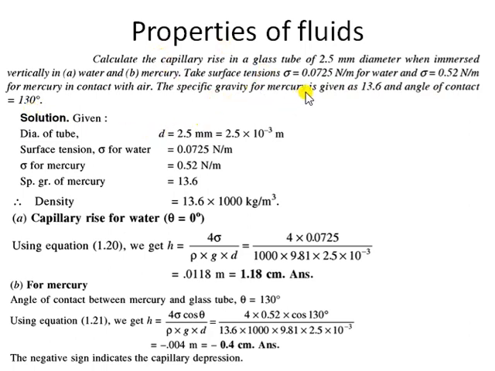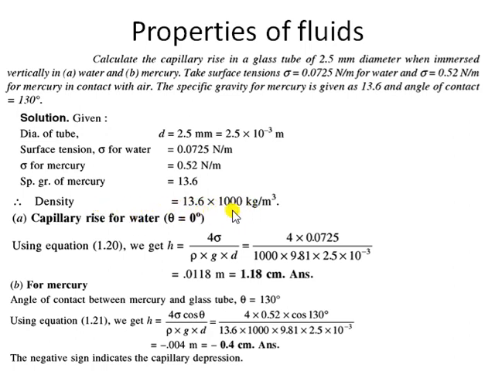Now, once you read the question, let us make the list of the given parameters. In the very first line, the diameter is given in mm, so we'll convert it into meters. In the second line, surface tension for water and surface tension for mercury, both are given. In the third line, specific gravity of mercury is given, and theta is also given, 130 degrees for mercury. Now, specific gravity is equal to density of mercury divided by density of water. So density of mercury will be specific gravity of mercury into density of water. This is the density of mercury.